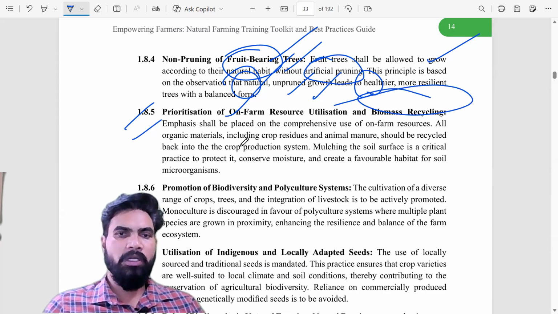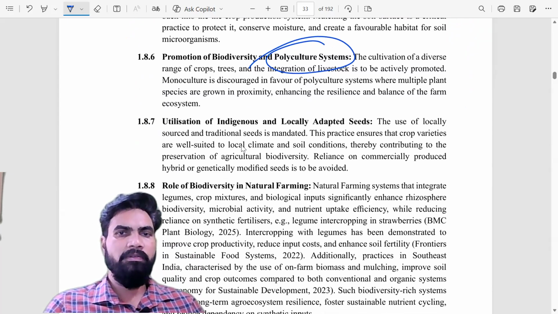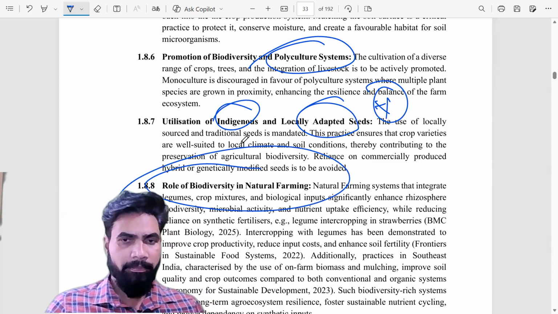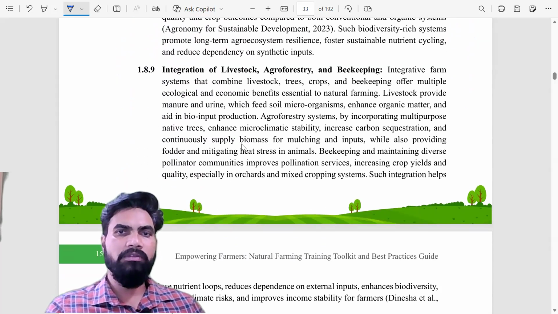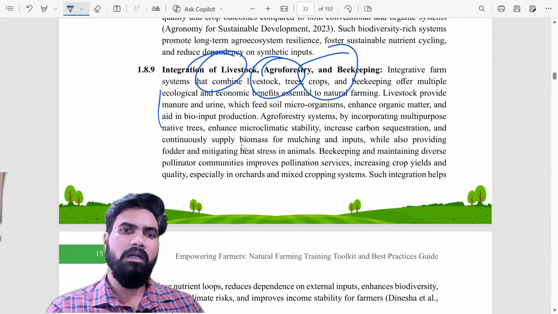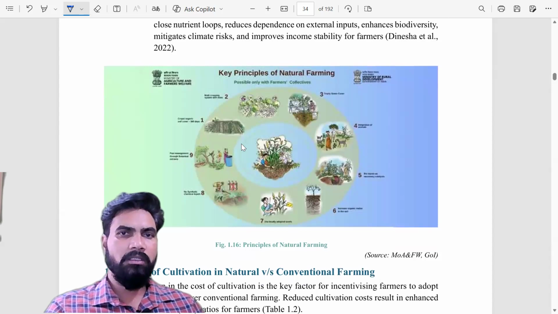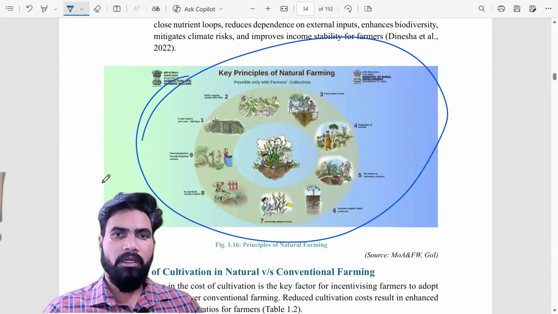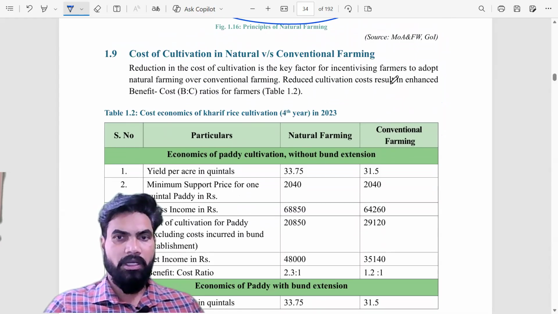Okay. Next principle is promotion of biodiversity and polyculture systems. Okay. Then utilization of indigenous and locally adapted seeds. This is also very, very critical to natural farming. Then role of biodiversity in natural farming. It has a very significant role. Then integration of livestock, agroforestry, and beekeeping within the natural farming. That is another principle. Okay. So once again, if you have to remind, these are the key principles of natural farming in our country. Okay. Then cost of cultivation, if you see natural farming versus conventional farming.